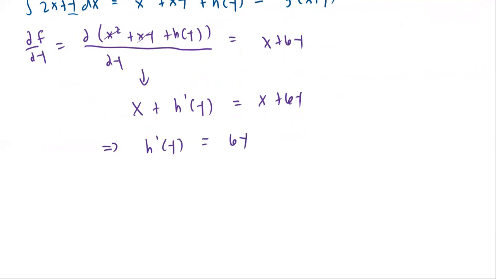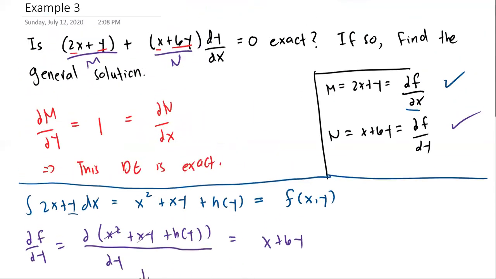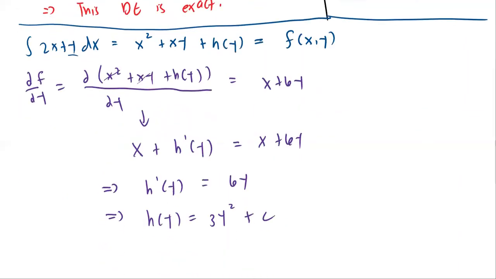Integrate both sides with respect to y to find h. So this would be 3y squared plus a constant of integration. Now that we found what h of y is, we can just go ahead and plug it in into our function.